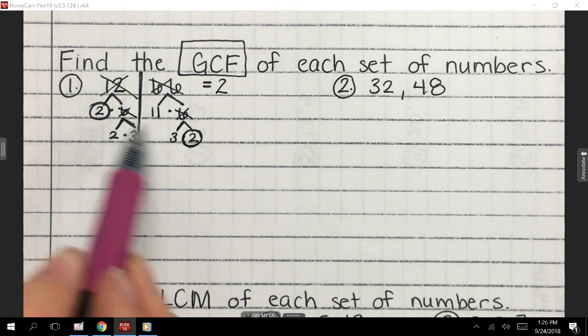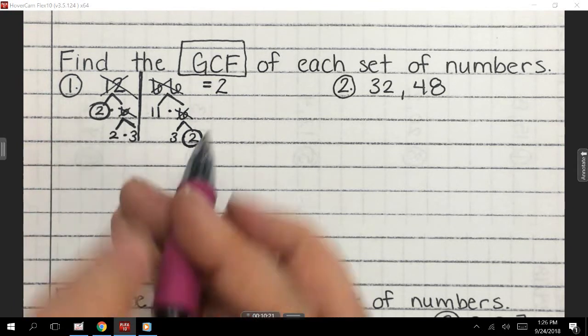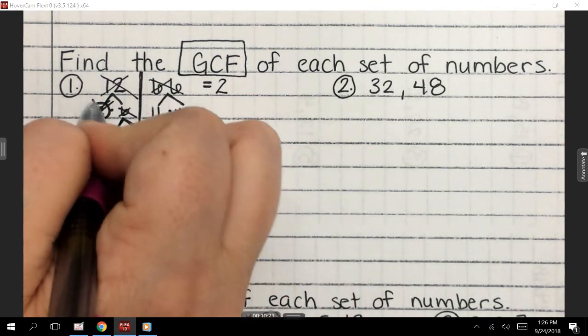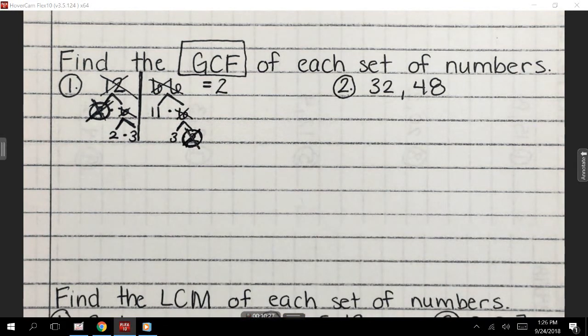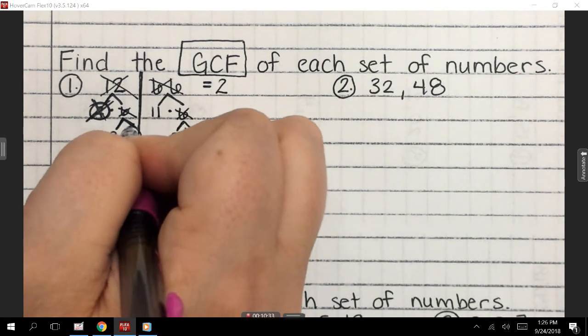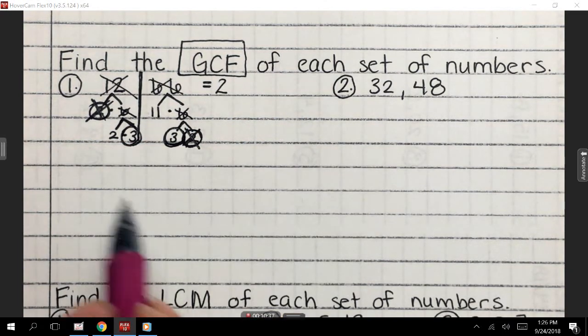Why did I circle those 2s? Because they match. It happens on both sides. All right, now that I have those 2s, I'm going to mark it out. I'm done with those. Okay? Is there anything else that happens on both sides that matches? Brady? 3. So I have a 3 right here, and I have a 3 right here. Do y'all see where my 3s match?